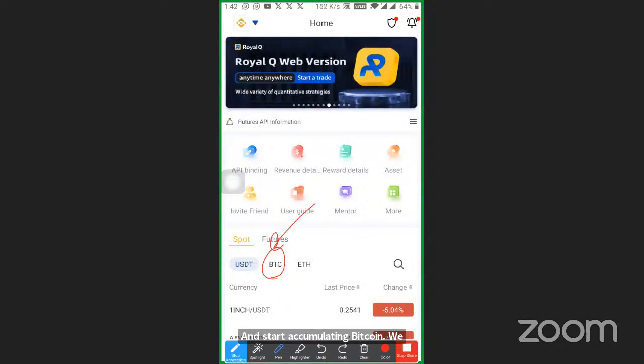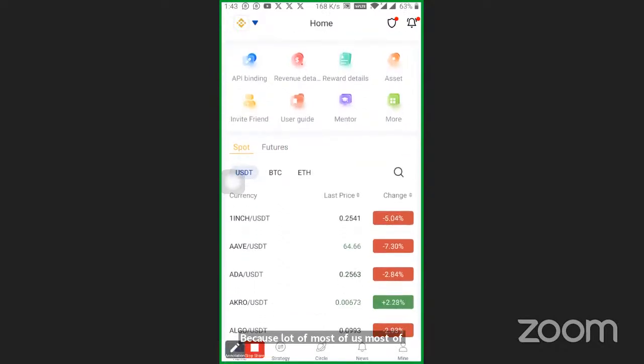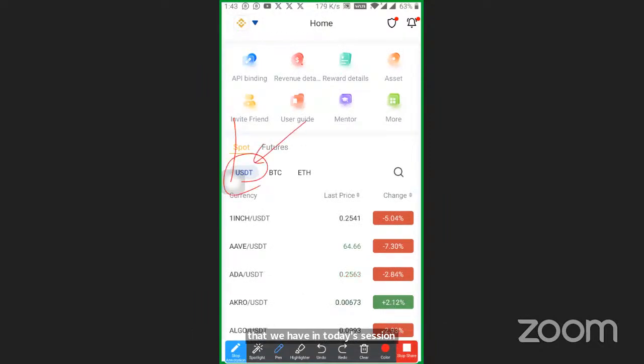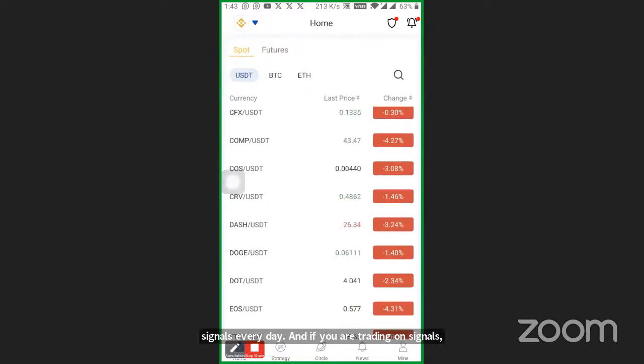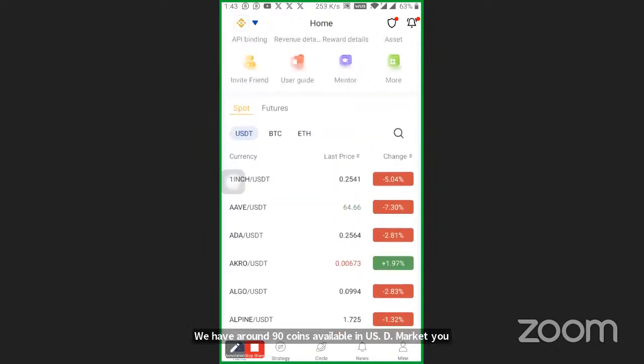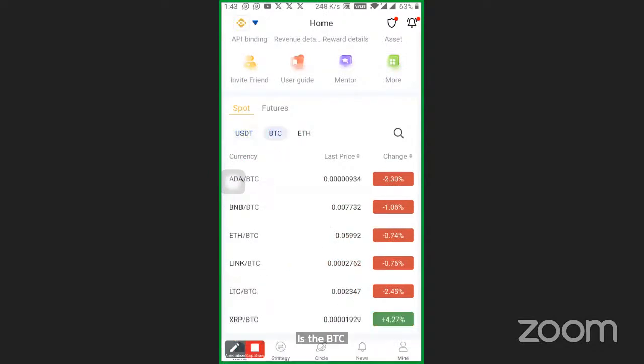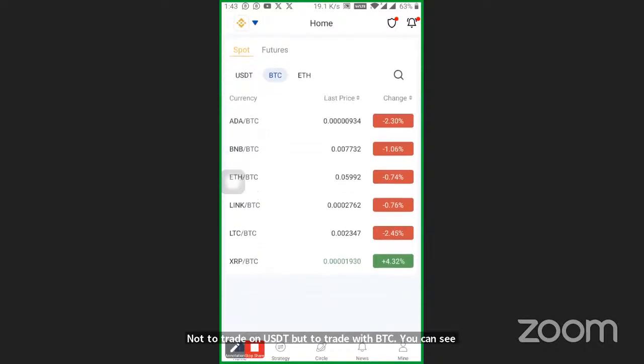We have now BTC market in Royal Q, because most of us, all the traders that we have in today's session, they only know about USDT market because we send them signals every day. And if you are trading on signals, you must be trading in USDT market. We have around 90 coins available in USDT market. You can see here. But we have another market available here. That is the BTC market. And the purpose of BTC market is to accumulate BTC, not to trade on USDT, but to trade with BTC. You can see here, we have only 6 pairs available here.